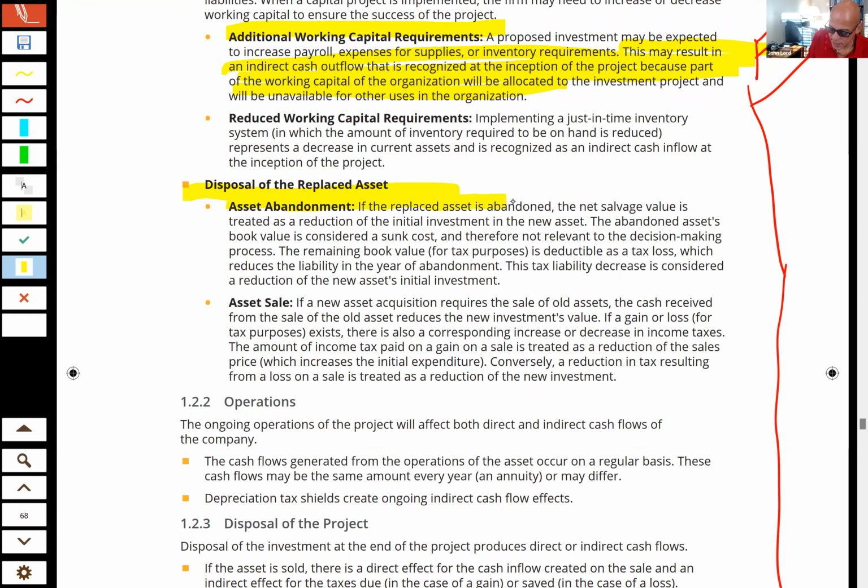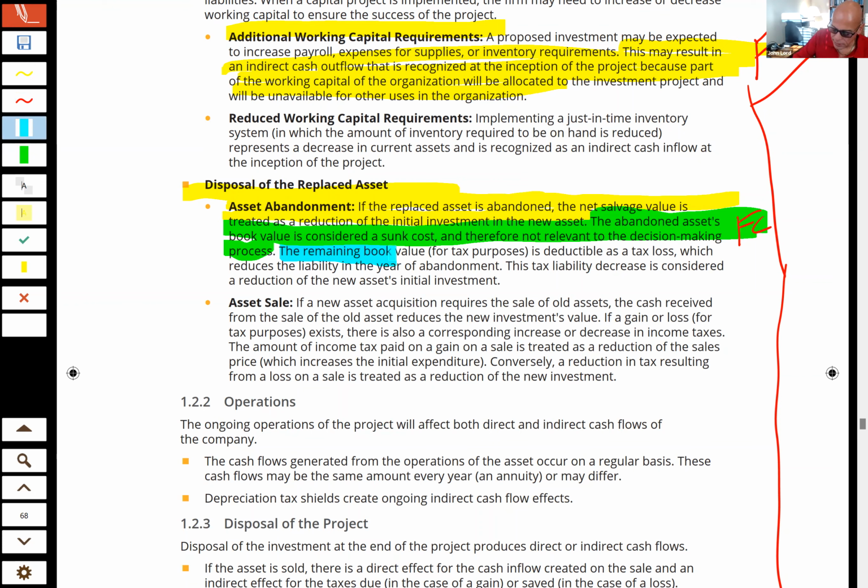If the replaced asset, the one that we are currently using that we're going to be getting rid of because we're acquiring this new one, is abandoned, the net salvage value is treated as a reduction of the initial investment in the new asset. So we're going to maybe sell it off or something. Okay, now let's not sell it off, but we're going to abandon it. The abandoned asset's book value is considered a sunk cost and is not relevant to the decision making. Flashcard that. So we're not looking at whatever we paid for it.